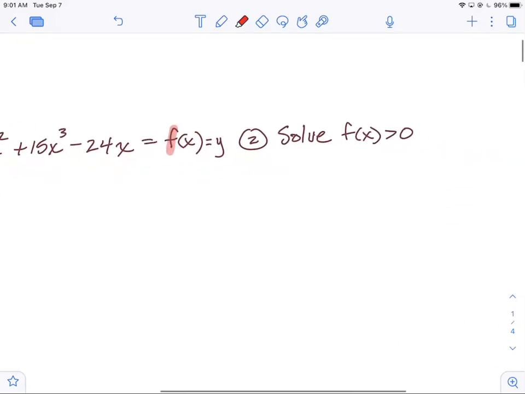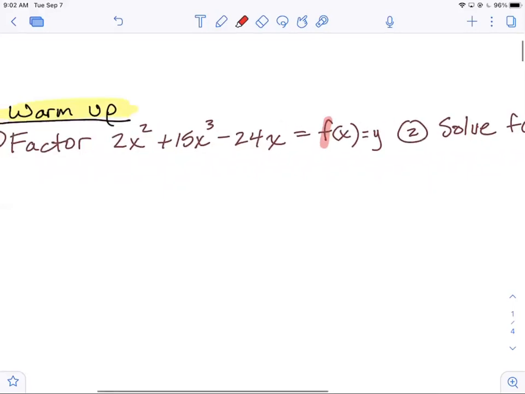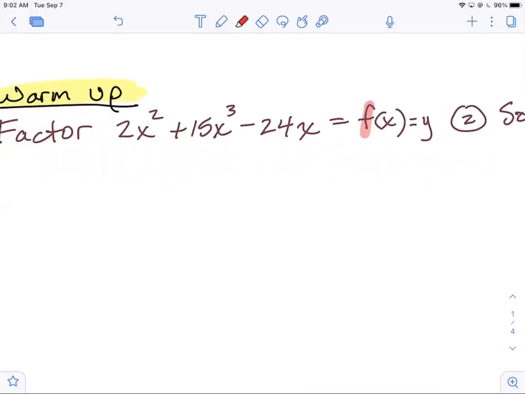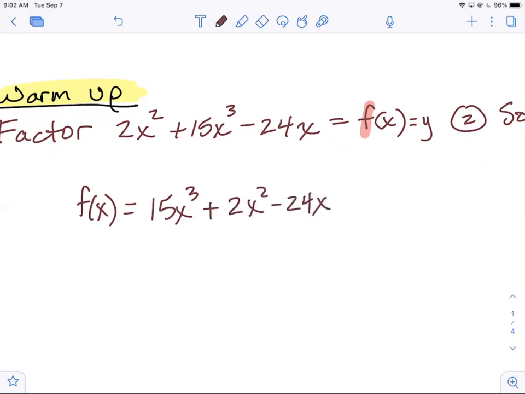We're trying to factor it, and then we want to solve the inequality: what values of x make that function f greater than 0? So step one to factoring is to put it in descending order, right? So let me go ahead and write that as f of x equals 15x cubed plus 2x squared minus 24x, like that.